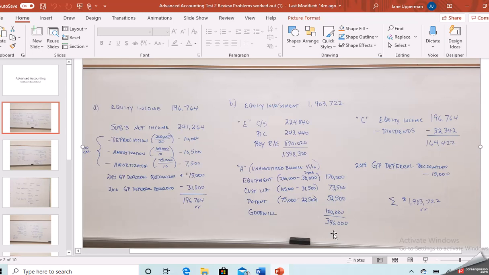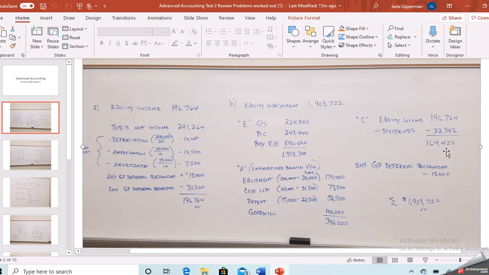Then we move to our equity income. So our equity income, again, we mapped it out over here, the $196,764. We also tied that out to the income statement. Subtract our dividends, which are found in our statement of retained earnings, $32,342. That leaves the net of $164,422. So then we'll always take these three.